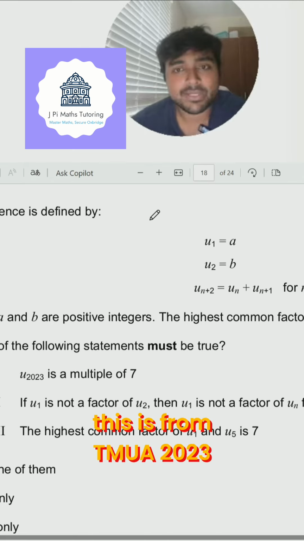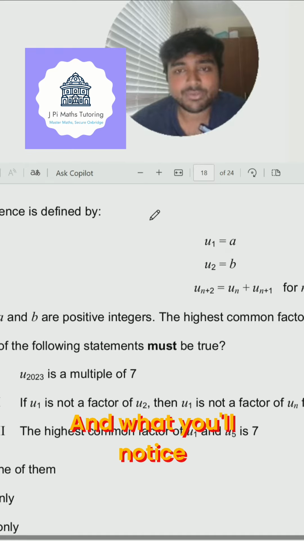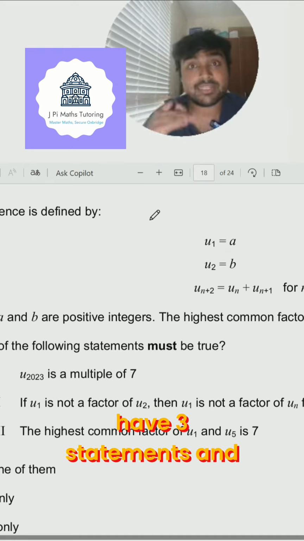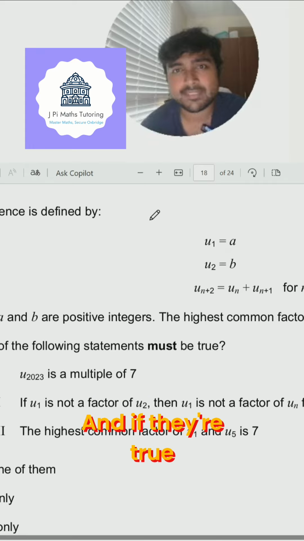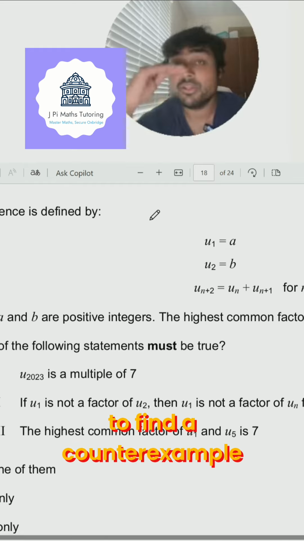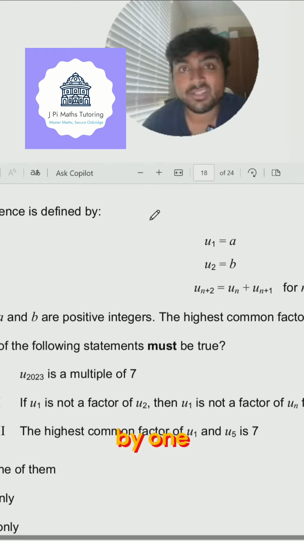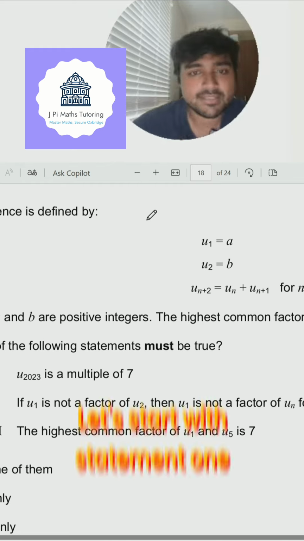Now, this is from TMUA 2023, paper 2. And what you'll notice with these sorts of questions is you have 3 statements, and each one is either true or false. And we want to know which ones are true. And if they're true, there should be some proof or some reason behind that. And if they're false, we should be able to find a counterexample. So I'm going to go through these statements one by one. And again, I don't want to get bogged down with algebra. Let's start with statement 1.